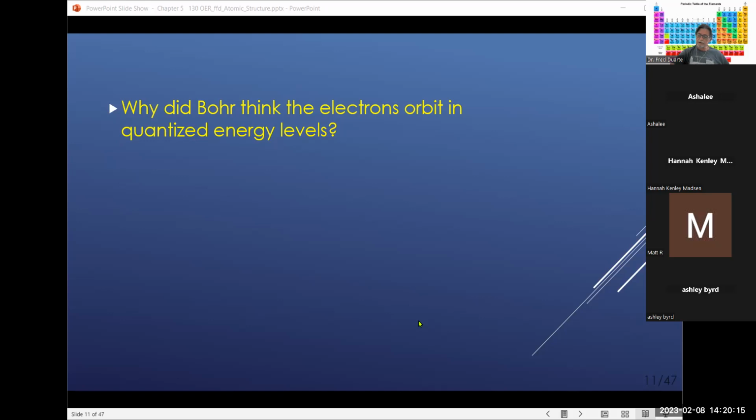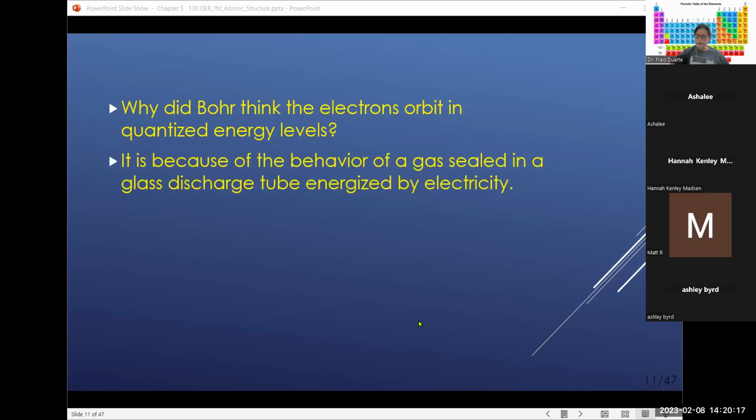So what Bohr did is he looked at the behavior of gases that were sealed in a tube. We know them as neon lights, a gas in a tube that electricity is passing through, generating light. Just like the fluorescent light bulbs that you may have at home or up in the lab. They are gases that electricity passes through.